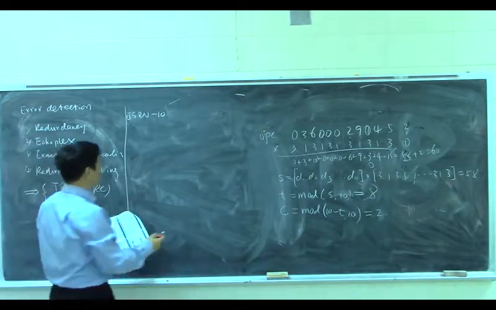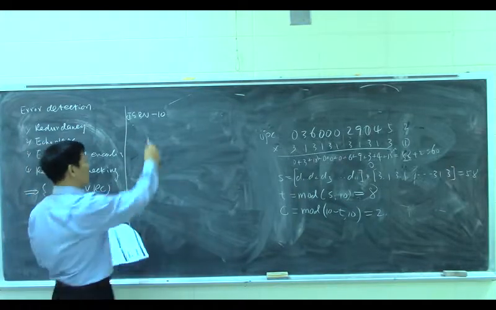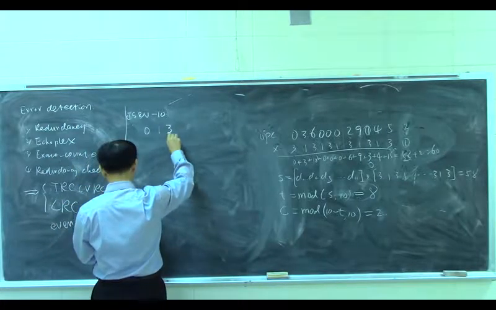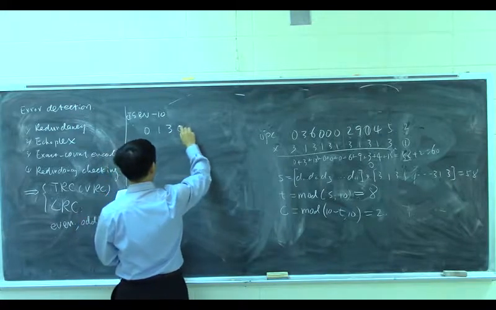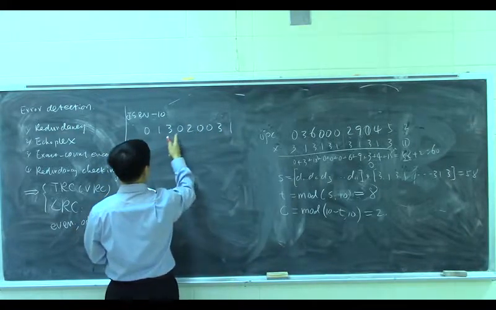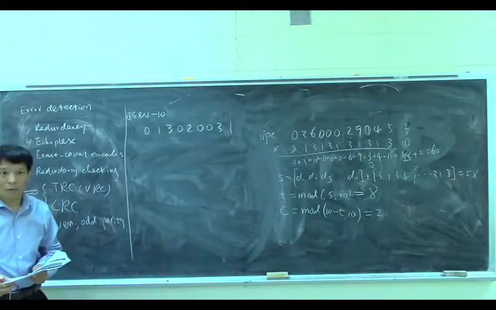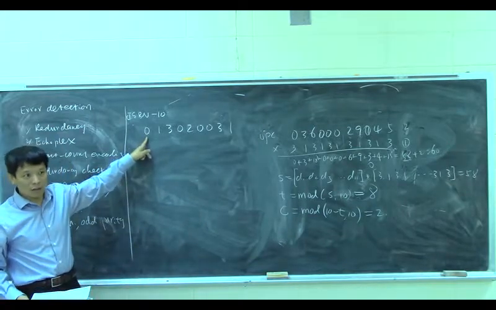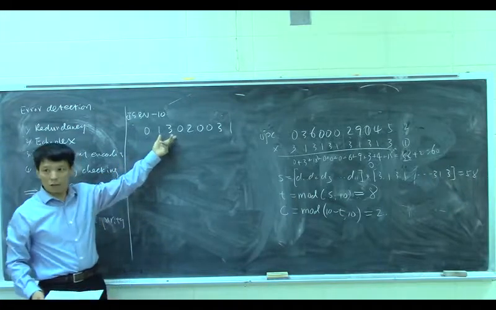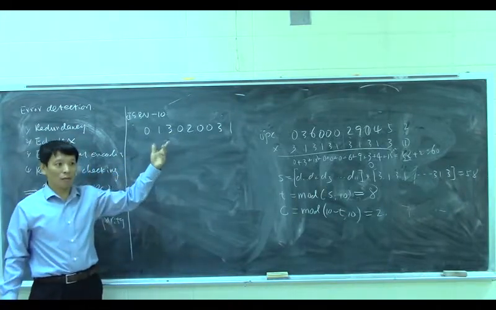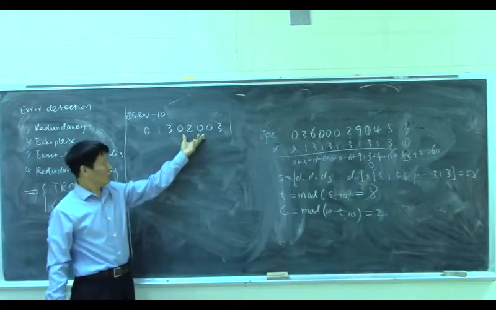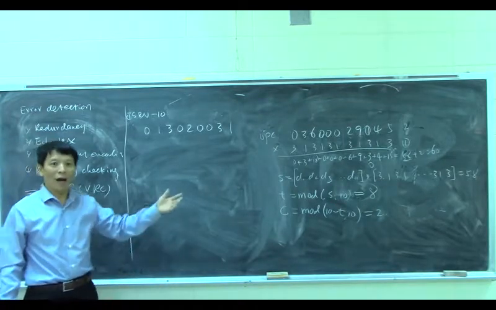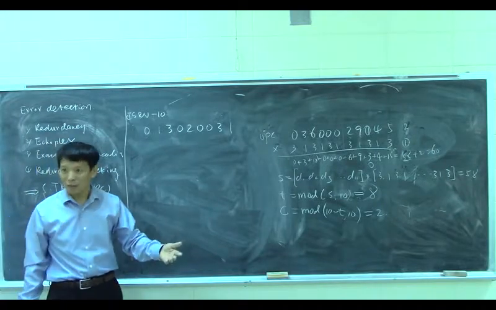So ISBN 10, definitely we have 10 digits, right? For example, 0, 1, 3, 0, 2, 0, 0, 0, 0, 3, 1, 1, 2, 3, 1, 2, 3, 1, 2, 3. So we have 9 digits. The first 9 digits represent different meanings. For example, 0 means English speaking country, 130 or something, I forget, but some blocks represent the publisher. And some numbers represent, for example, the sequence of the book. For example, if they published 125 books, then the next one will be 126, something like this.